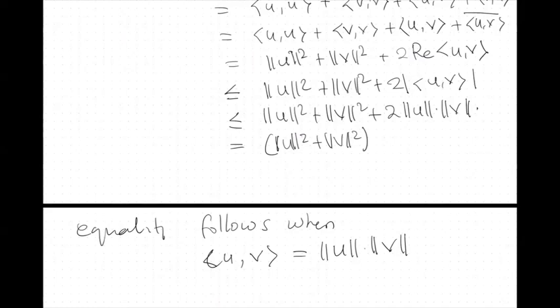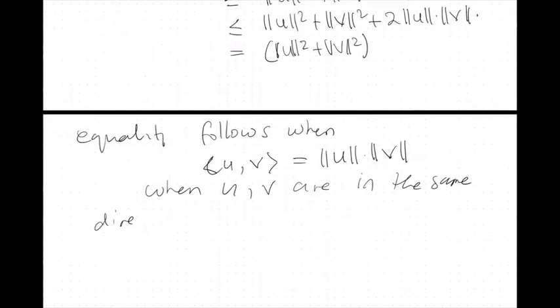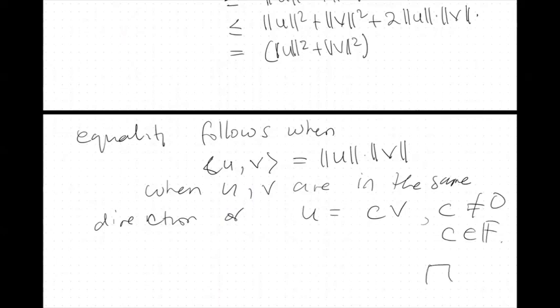And this happens when what? When u and v are in the same direction. Or in other words, u is equal to c times v, where c here is a non-zero field element. I think I have left some for reading.